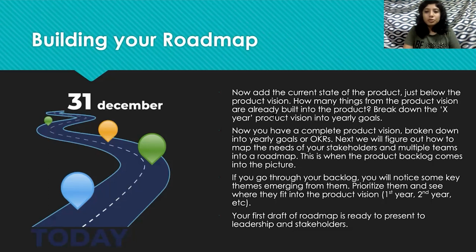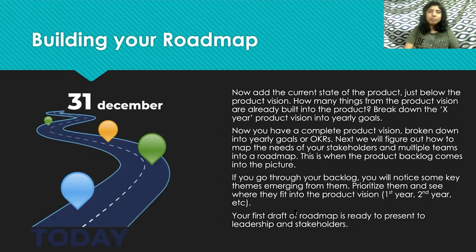So once you go through the backlog, you'll see some themes emerging. Prioritize them based on the yearly goals, and see which ones can be picked up next year. And those are the things that you can convey to your stakeholders once you are clear on what you really want to do.